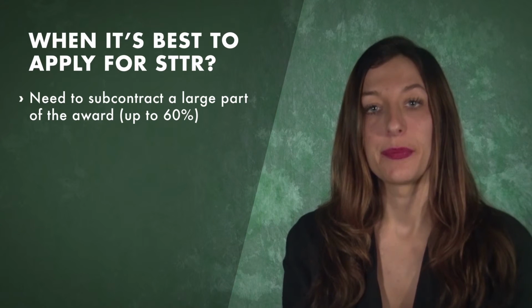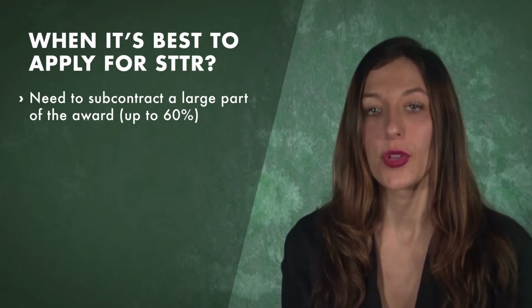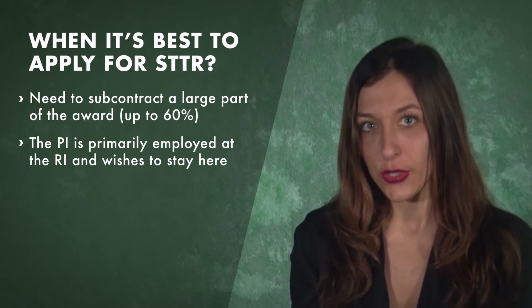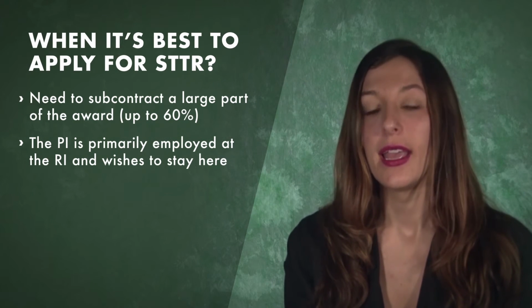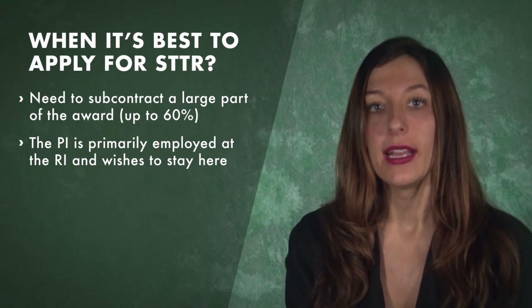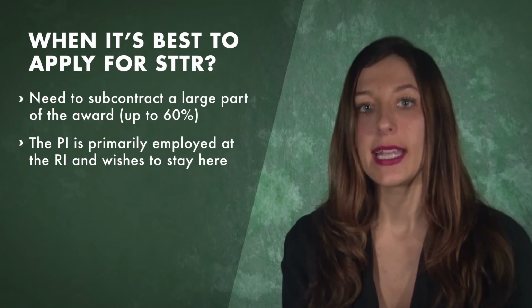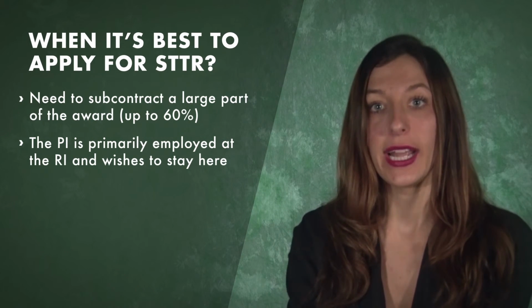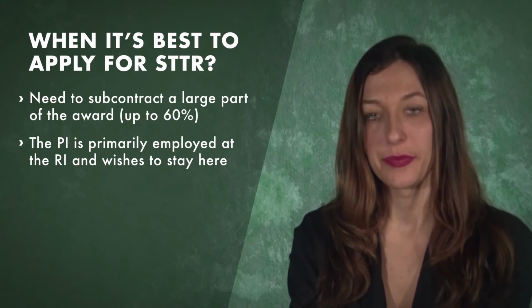So another situation, let's say the principal investigator, also referred to as the PI, is primarily employed at the research institution and wants to stay there. If, for example, the PI is tenured faculty at the RI, then he or she likely will want to maintain their primary employment there. This is allowed under a DOE STTR award.